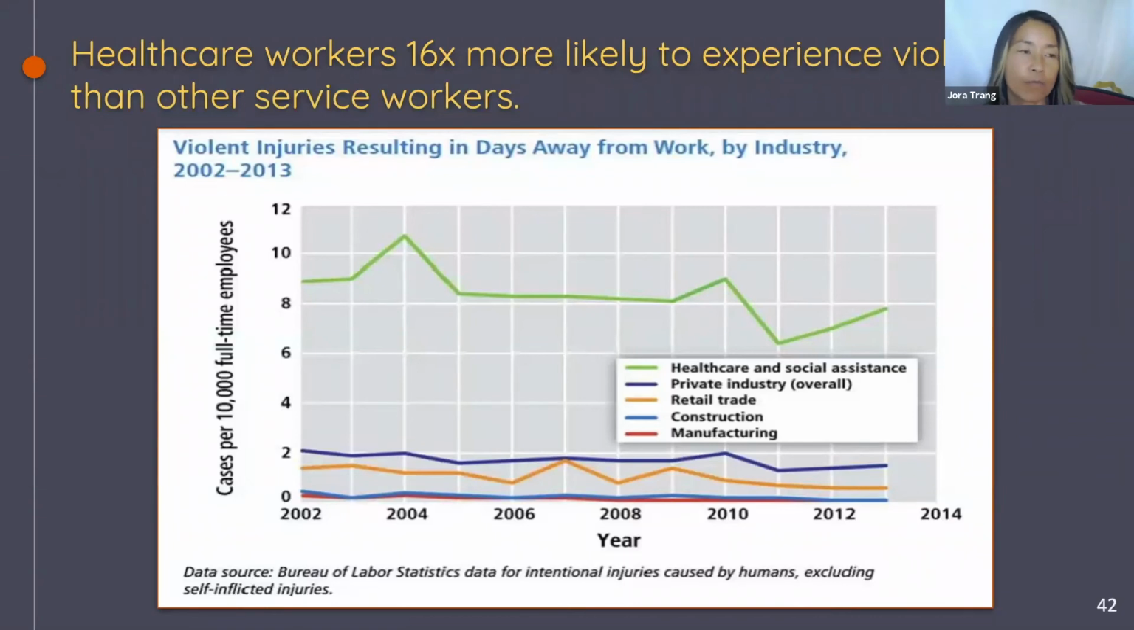I wanted to share with you a more visual representation of what this looks like across other industries. Healthcare workers are 16 times more likely to experience violence than any other service worker. They are the green line that you see here. Others are the blue, which is private industry, orange, which is, I can't see it. Retail trade, there you go, and construction and manufacturing. As you can see, there's a huge gap between the level of exposure to workplace violence that healthcare workers have as opposed to everyone else. So next slide, please.